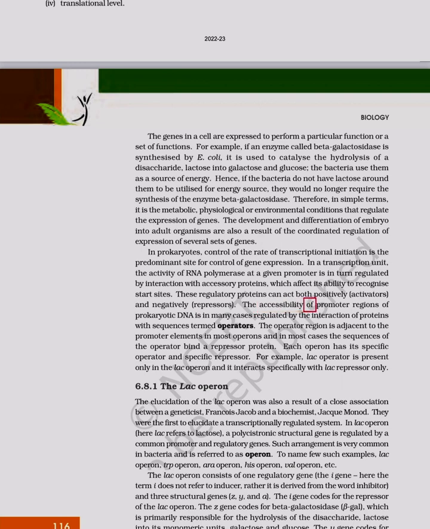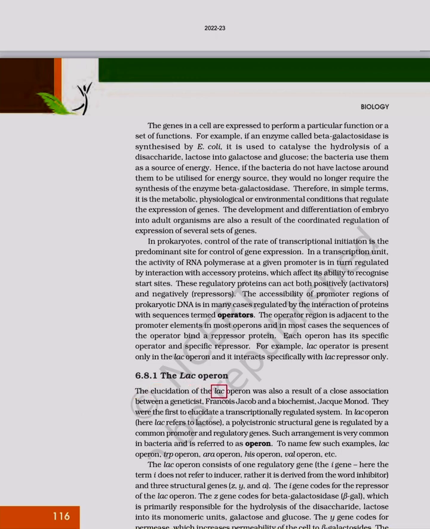The accessibility of promoter regions of prokaryotic DNA is in many cases regulated by the interaction of proteins with sequences termed operators. The operator region is adjacent to the promoter elements in most operons, and in most cases the sequences of the operator bind a repressor protein. Each operon has its specific operator and specific repressor. For example, lac operator is present only in the lac operon and it interacts specifically with lac repressor only. 6.8.1 The lac operon.